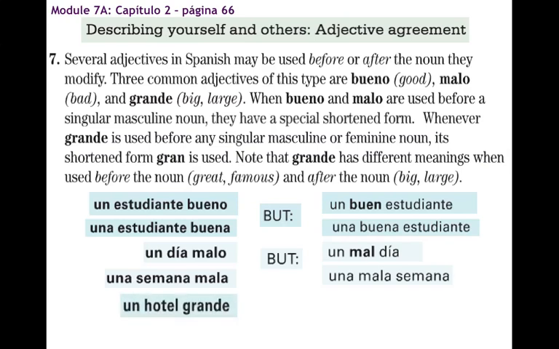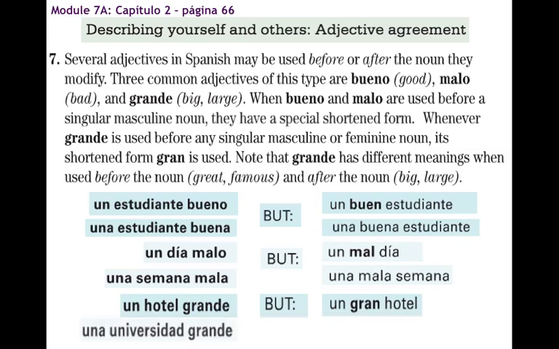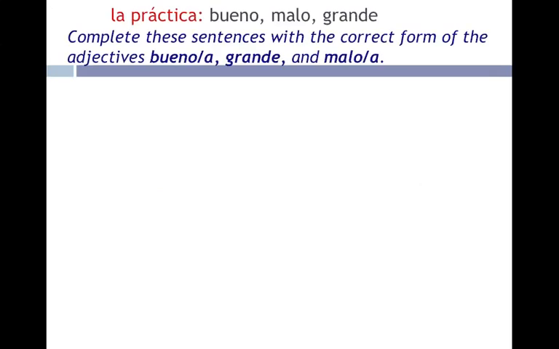Un hotel grande. A big hotel. But, repitan, un gran hotel. A great or famous hotel. Repitan, una universidad grande. A large, big university. But, repitan, una gran universidad. And that would be a grand or famous university. I think we could use a little práctica with bueno, malo, and grande.